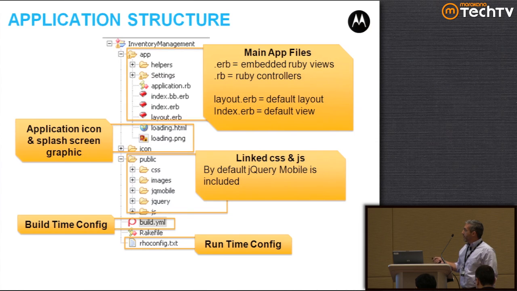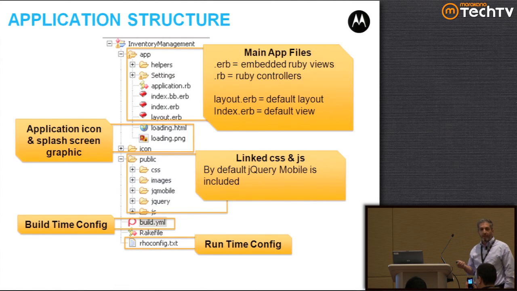The application is driven by this file called layout.erb, and I'll show you that in a second. It's really just the default layout. We set up the default HTML structure for the rest of the application. There are some things where you can actually change the loading page and the loading bitmap that are shown. Then there's a public folder, which has the linked CSS and JavaScript files. By default, we're including jQuery and jQuery Mobile, as well as the corresponding CSS. This is where you would put other JavaScript files, and images are in there as well. And then there are really two important files here.